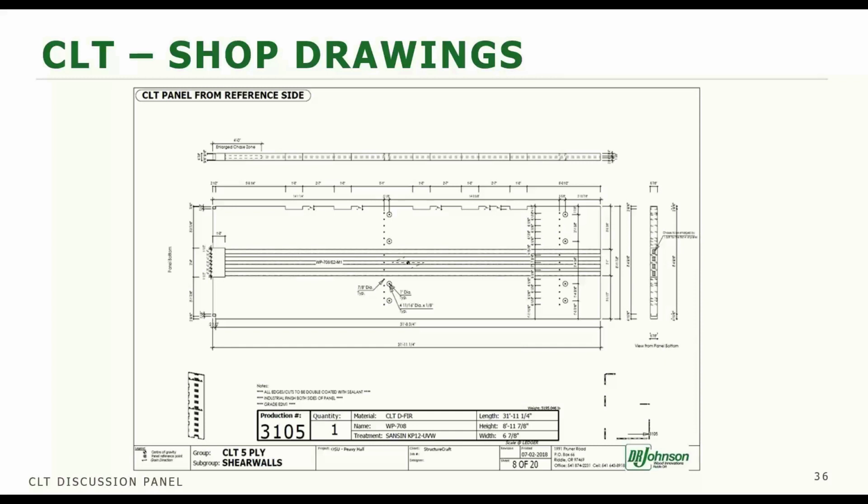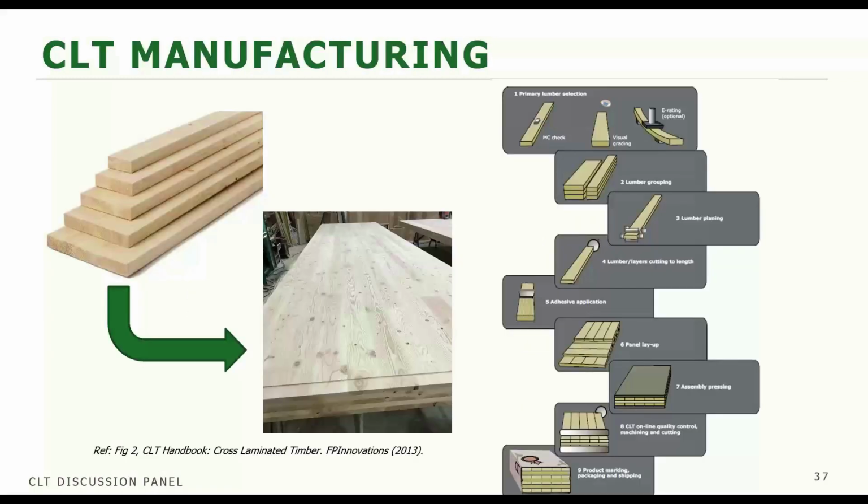This is a shop drawing of a fairly complex CLT panel with post-tensioned openings through the middle of the wall. This is, I think, a 7-ply shear wall. So really a complex shop drawing for a CLT panel. Most are a little bit more straightforward. So what does it take to actually manufacture?